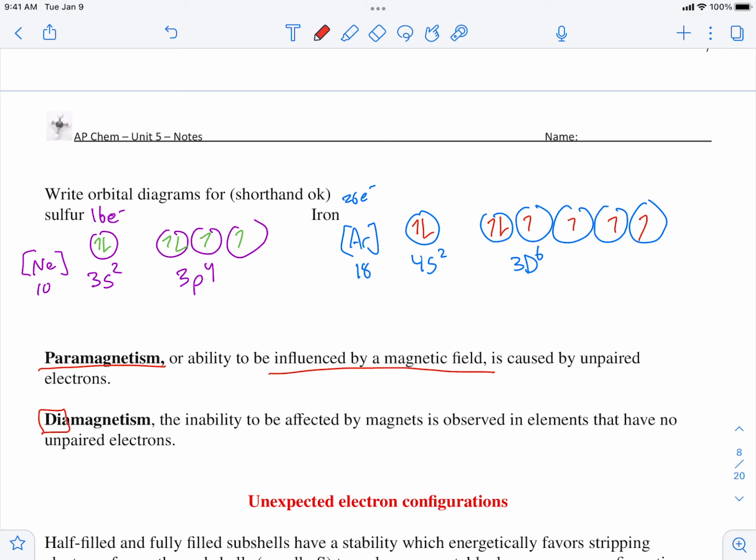Diamagnetic, di for 2, diamagnetic. It's unable to be affected by magnets. It has no unpaired electrons. No unpaired electrons.